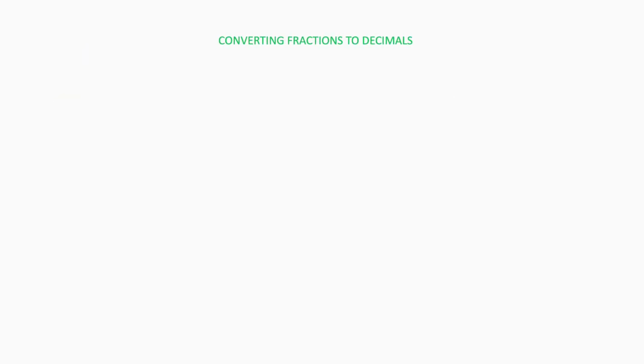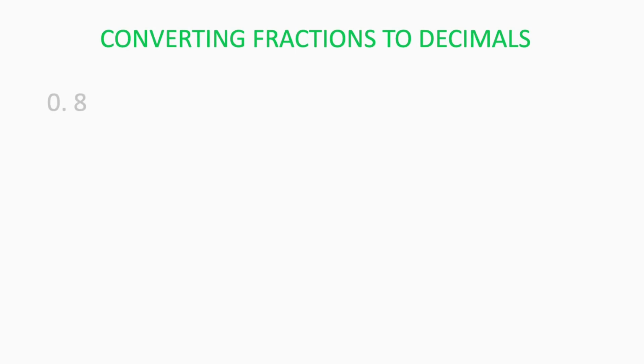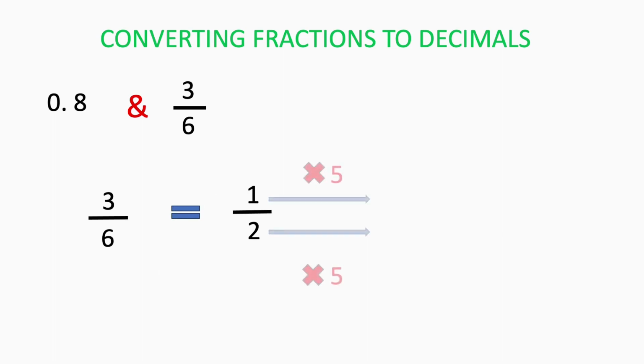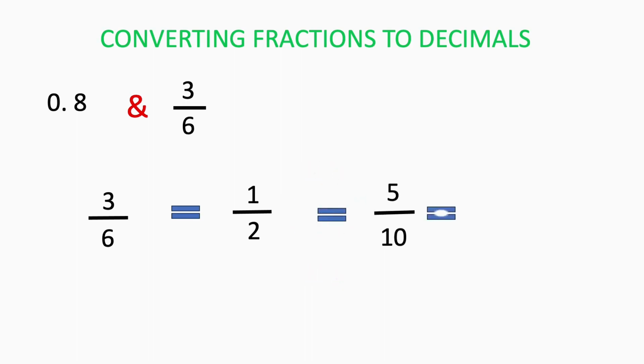Now, keeping these 2 points in mind, we want to compare 0.8 and 3 over 6. One way is to convert 3 over 6 to a decimal. If we simplify the fraction, it becomes 1 over 2. And if we want to convert 1 over 2 to a decimal number, we can multiply its numerator and denominator by 5, which is 5 over 10.